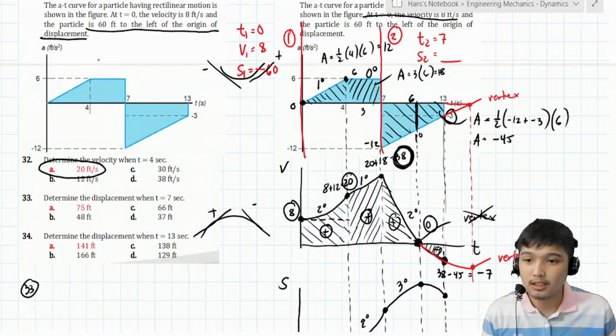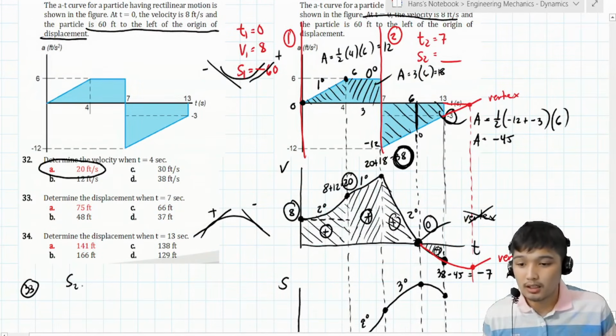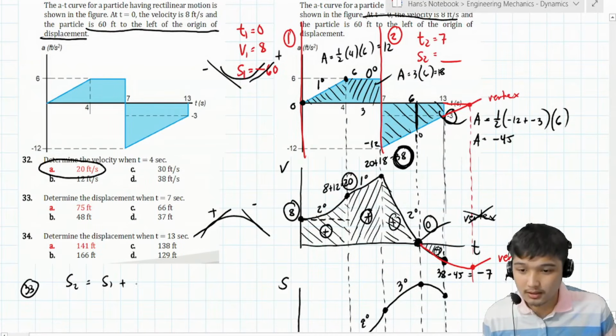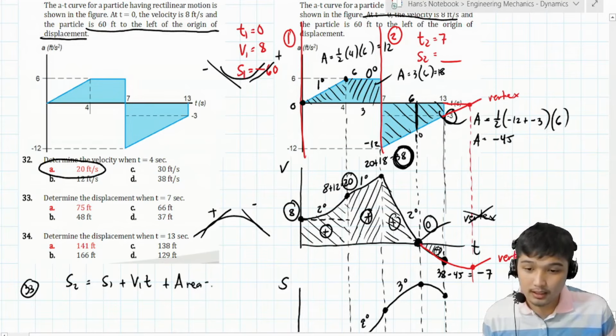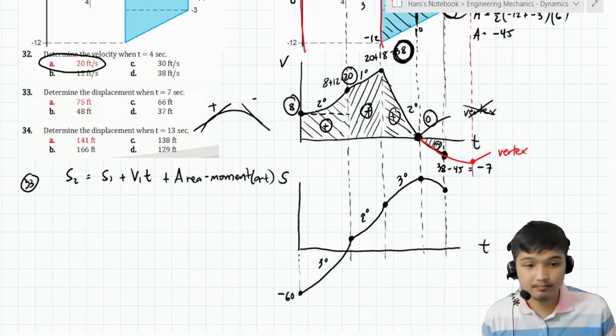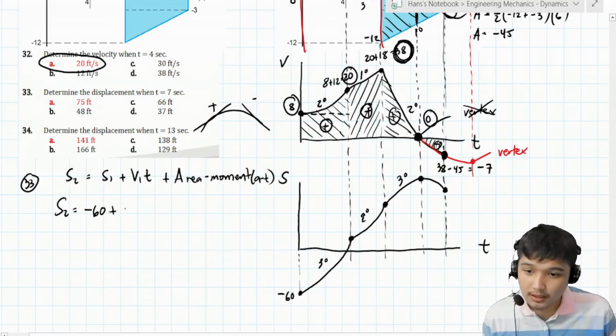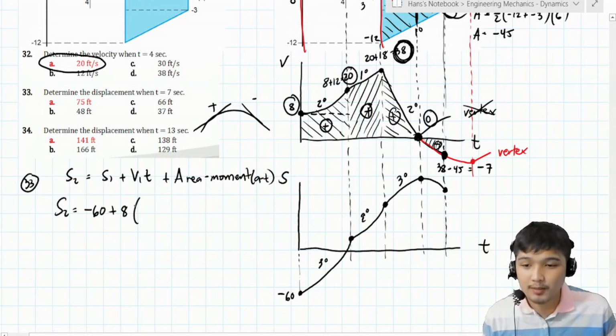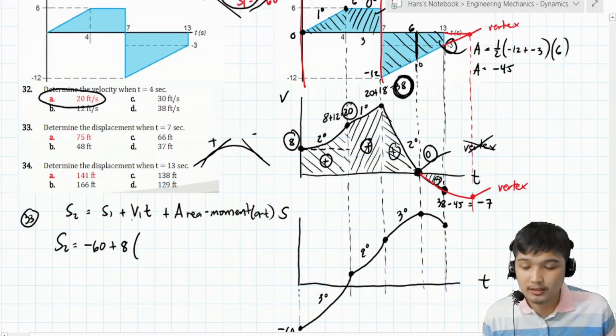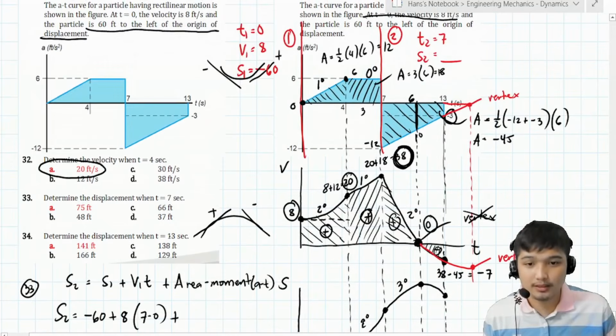So we are now complete now with the parameters. No, pwede nating directly gamitin yung formula. S2 equals S1 plus V1t plus the area moment of the acceleration time diagram. So that is S2 equals negative 60 plus V1, nag-start siya at 8. Ano yung time interval T? So that is T2 minus T1. So that is 7 minus 0 plus area moment.